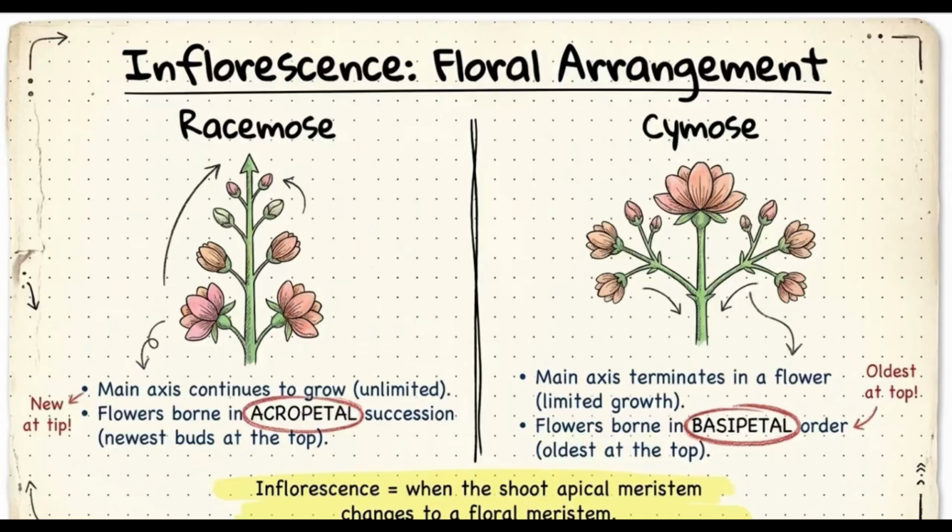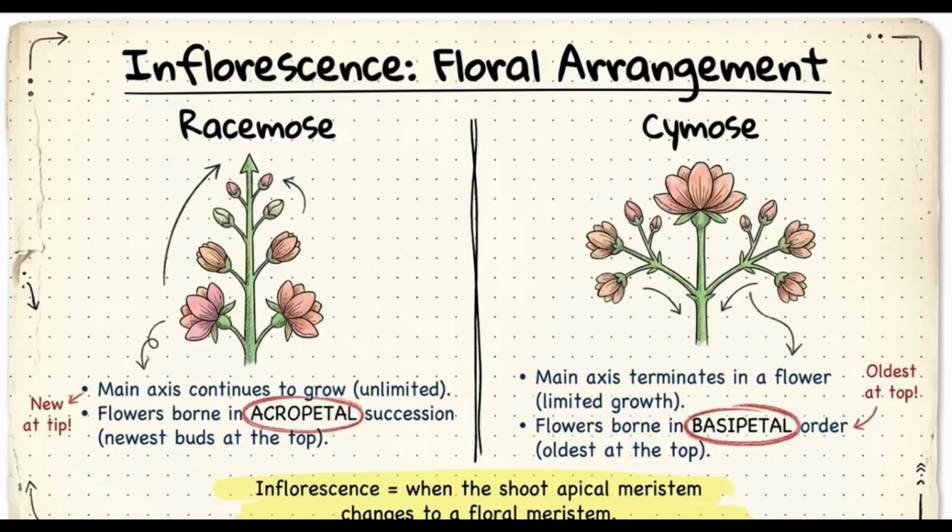And the alternative is cymose inflorescence. Here, the main growing tip actually transforms into a flower itself. So the growth is limited. Exactly. Because the tip terminates in a flower, it stops growing upward. The oldest flower is at the top, and newer ones have to branch out and bloom below it in basipetal order.